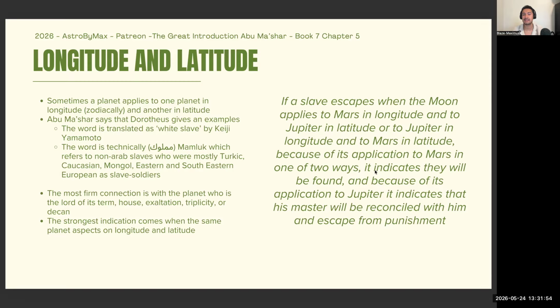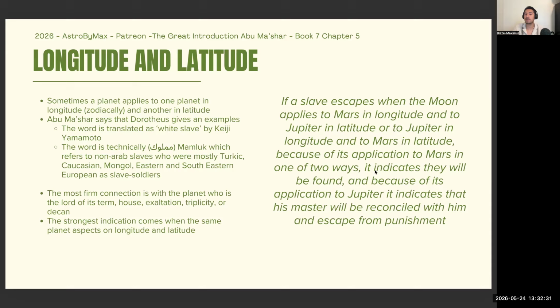And he says that if a slave escapes when the moon applies to Mars in longitude and to Jupiter in latitude, or to Jupiter in longitude and Mars in latitude, because of its application to Mars in one of two ways, it indicates that they will be found. And because of its application to Jupiter, it indicates that his master will be reconciled with him and he will escape from punishment. And so you can see some of the indications of Jupiter through reconciliation and the fortune of reconciliation. But Mars as subjugation, being caught, being enslaved, domination, things of that nature that are all malefic in nature.